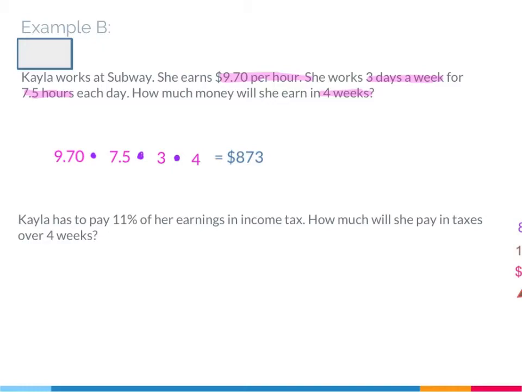Of course, we could have taken our 970 times 7.5 and written that down, then multiplied that by 3, written that down, and then multiplied it by 4. We could have done that and it's still gotten 873. However, it's a lot faster to just multiply them all together.